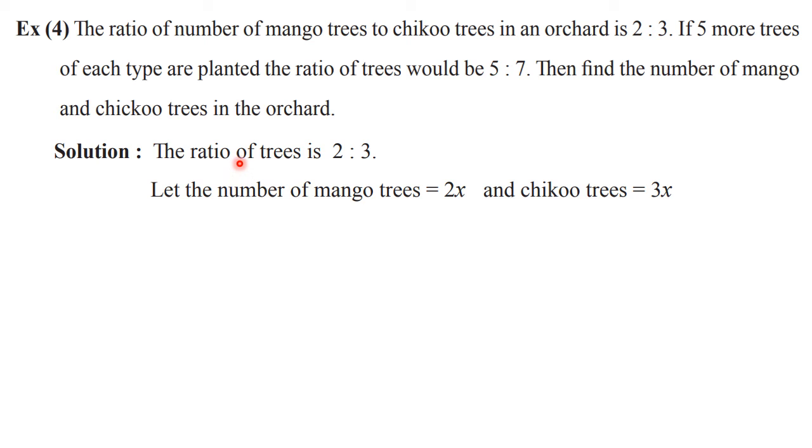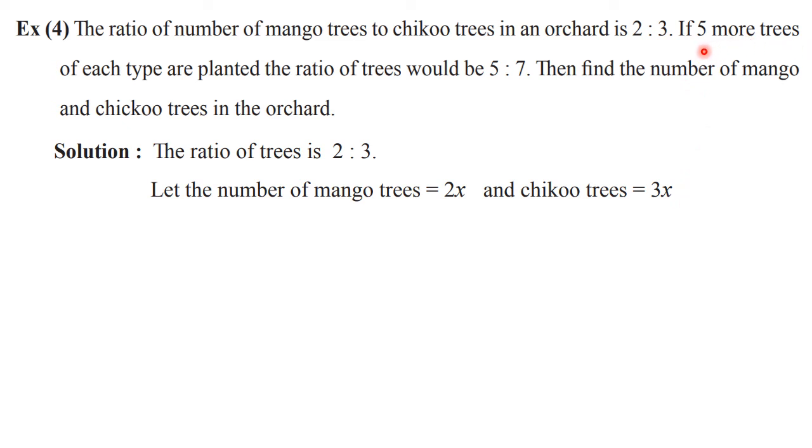So these steps are common: first you write down the ratio from the question, then you think about some constant multiple, and from that you write down the number of quantities. Like the number of mango trees here is 2x and the number of chiku trees is what? 3x. Now use the condition.